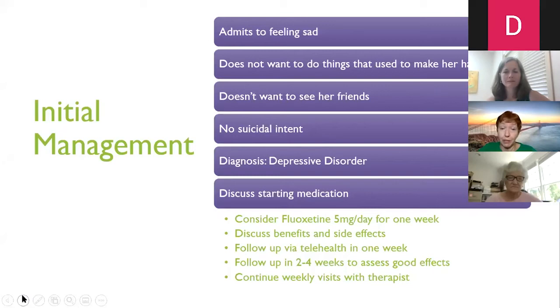You want to follow up in 2 to 4 weeks to be able to assess good effects. And with most SSRIs, the literature will tell you that you will likely not see a good effect until 3 to 4 weeks out. Sometimes you'll see it earlier than that. And then to recommend at least weekly visits with the therapist where they've already got an established relationship.